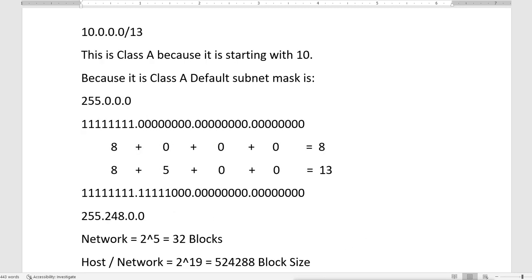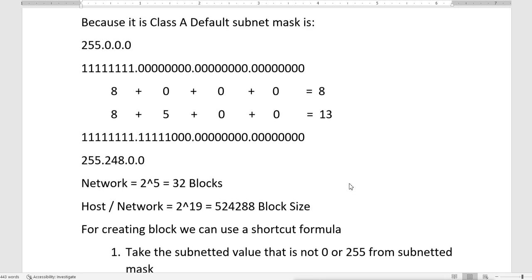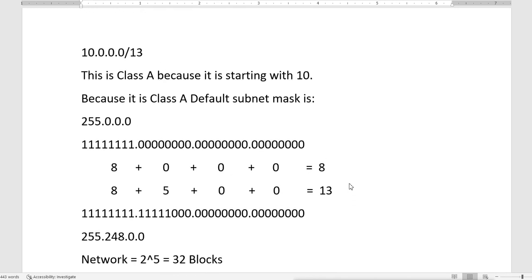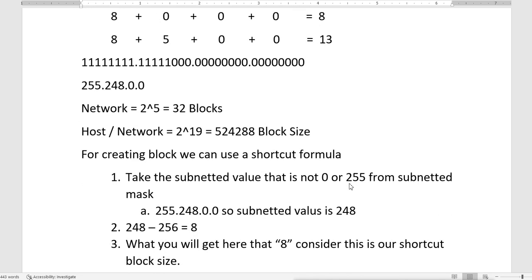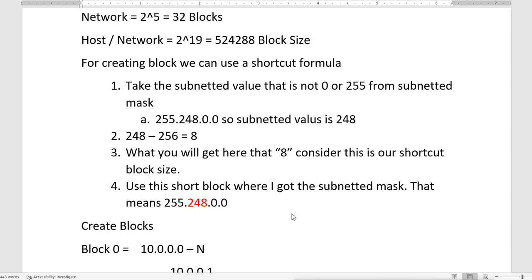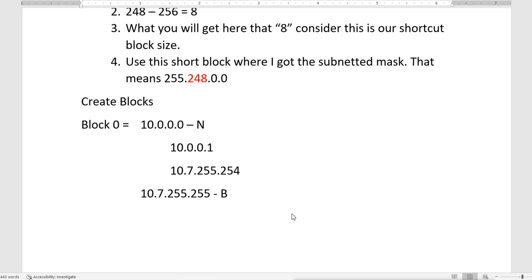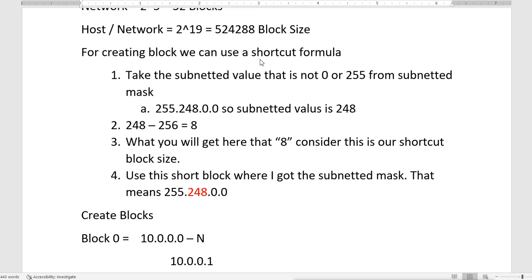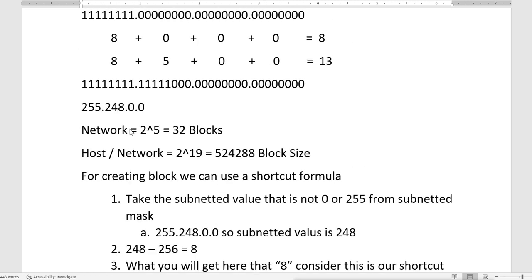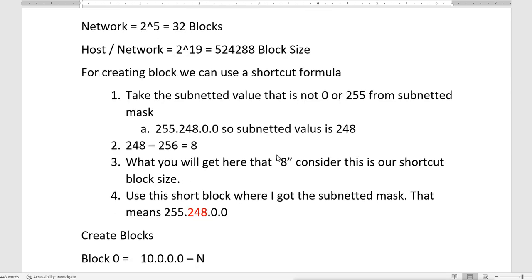So by using this simple way, we can do the subnetting for class B and class A also. Even for any of the classes we can use this shortcut. It will work, but in class B or class C, mostly we don't need this, because class B or class C is not as big as class A is. So I use this simple shortcut only for creating the blocks. The rest of the things are the same, like finding out the subnetted mask, finding the network and available hosts in each network. Only for creating the blocks we use this shortcut.